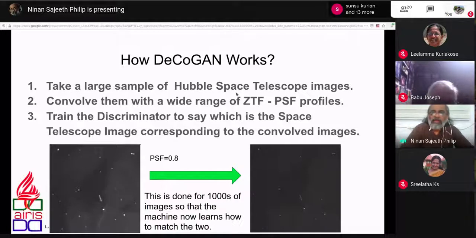Now, I train my discriminator on all these datasets, about 1,000 of them, even more than that, but I pick a small fraction and train on thousands of images, so that the discriminator is supposed to say only one thing. The discriminator has to say whether it's a telescope image or a ground-based image. A ground-based image is blurred, so it should be easy for the discriminator to say whether it is a space telescope image or a ground-based image.